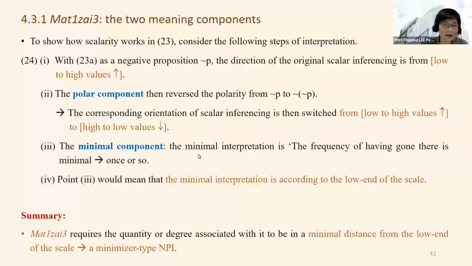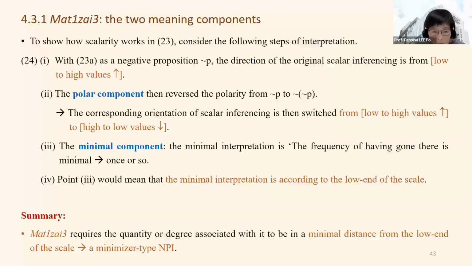So to show how the scalarity works in 23, this is what we can conclude over here. In other words, with 23 as a negative proposition, negative p, the direction of the original scale inferencing is from low to high. The typical thing about the negative version, the polar will reverse the polarity from negative p to p.